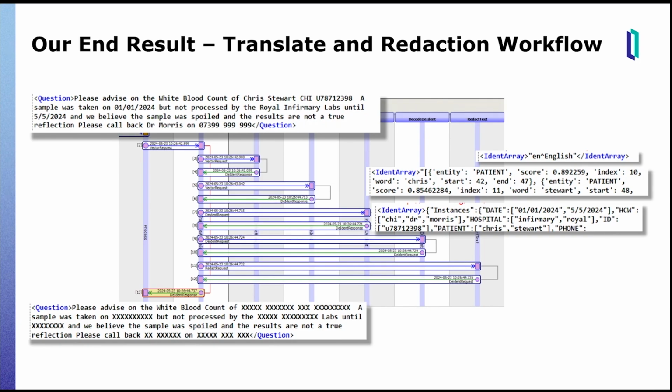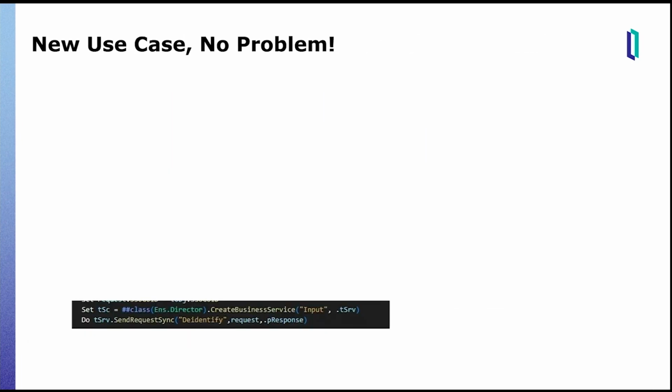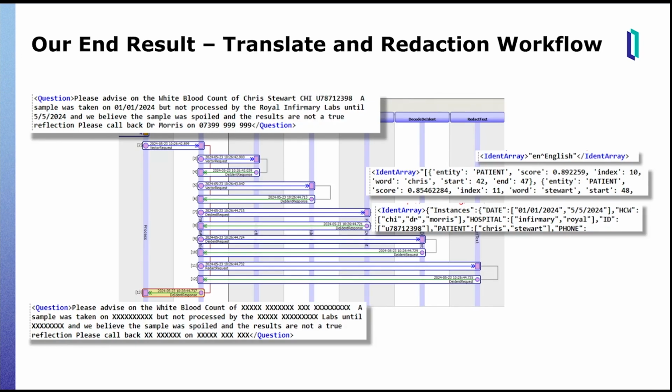So you can see here where we had names and IDs at the top. Those are now blanked out. We have got the mention of the hospital blanked out. We've got the mention of the doctor's name blanked out. We've got the phone number blanked out. So we've now got nice, clean data. And this being interoperability, we could then send this on to somewhere else very, very easily. That's just another link in the business process.